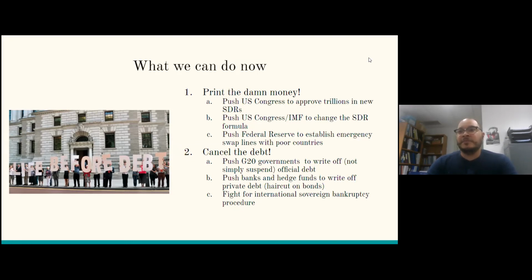And if poor countries don't have the ability to kind of boomerang and hurt the American economy, then we've simply kind of let them fail, which is obviously deeply unfair and unjust.